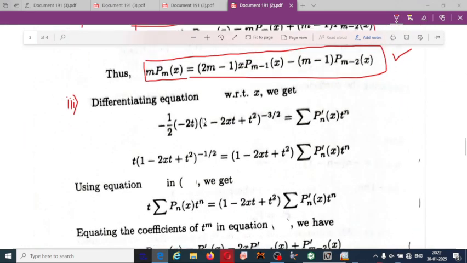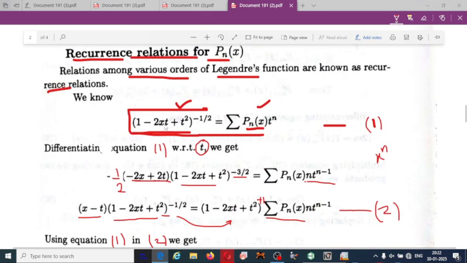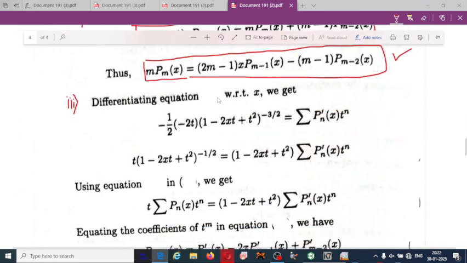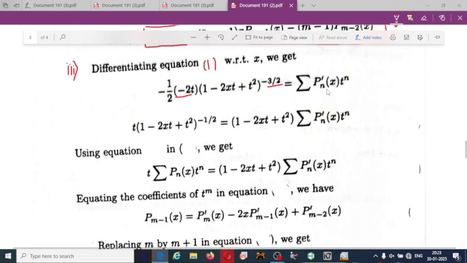If we differentiate with respect to x, only the second term, minus 2xt, is there. The other two terms will be considered constant and will become 0. Minus 2xt inside the bracket, and on the right, x to the power n, n into x to the power n minus 1. So with respect to x, equation 1, we will get minus half, minus 2t into (1 - 2xt + t^2) to the power minus 3/2. On the RHS, Pn of x will become P'n of x t to the power n as it is.